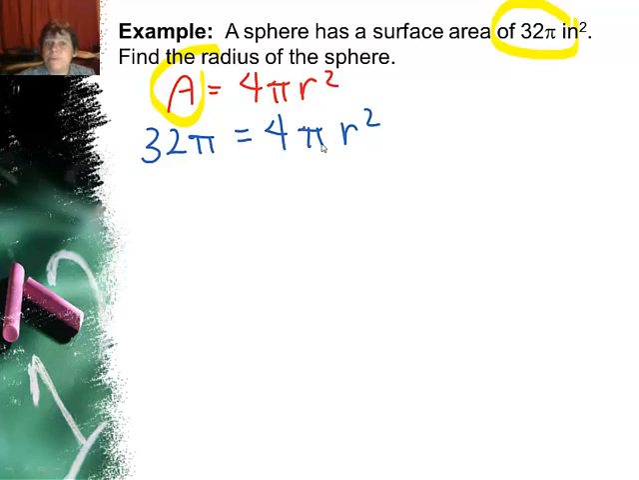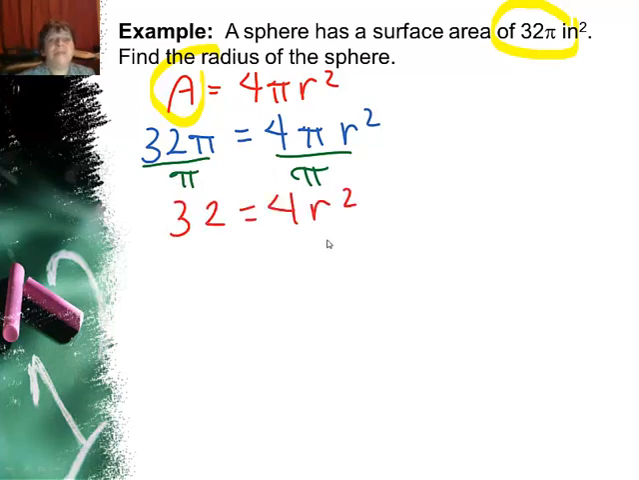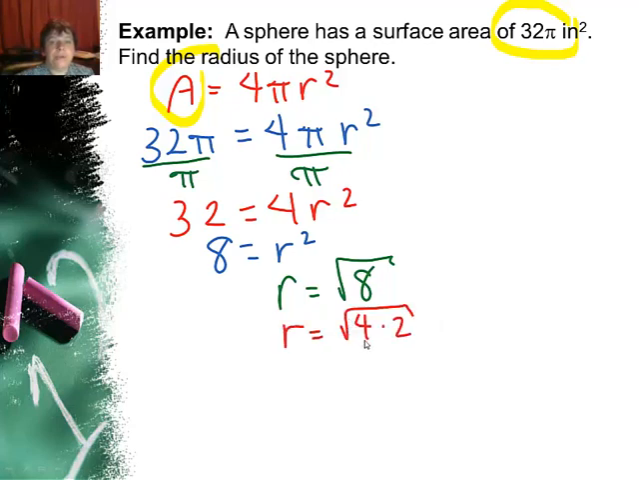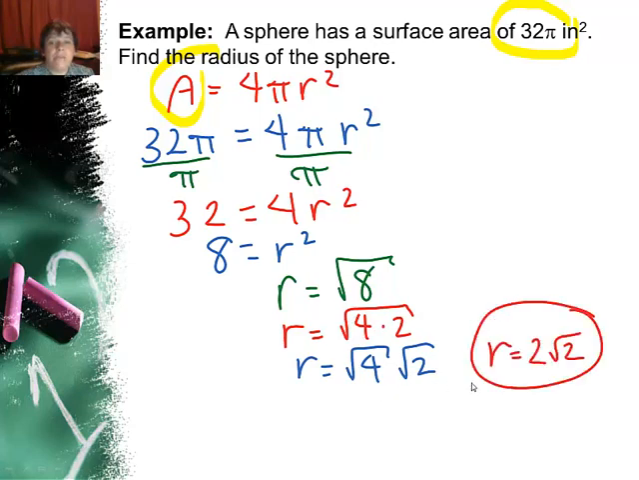Go ahead and leave the 4 and the pi and the r squared. Now I can divide both sides by pi because I know that freaks you out. And I get 32 equals 4r squared. Well, I'm almost to the radius, so I can divide both sides by 4, and I get 8 is the radius squared, or the square root of 8. Now, for my pre-AP, I would prefer that you go ahead and simplify this further. You can pull out that perfect square, which is 4, and you end up with r equals 2 square root of 2 inches, and that is the radius of the sphere.